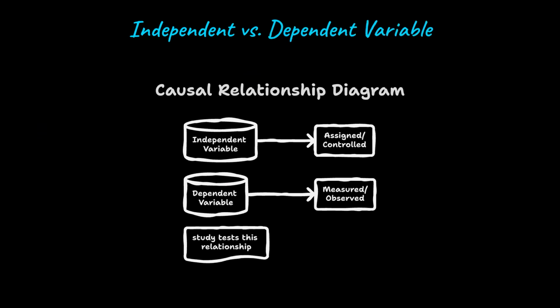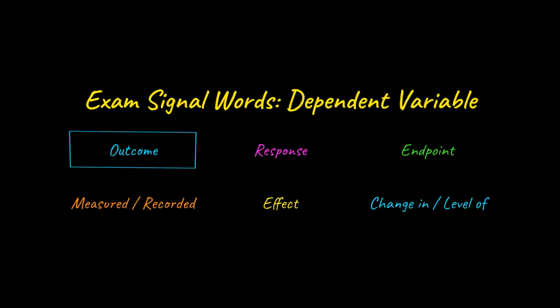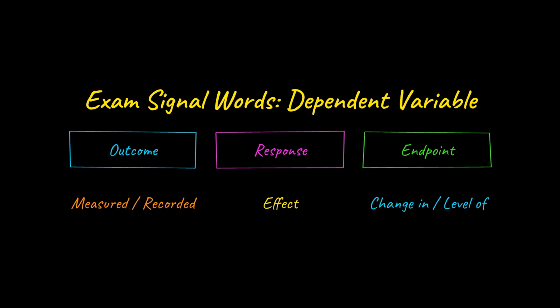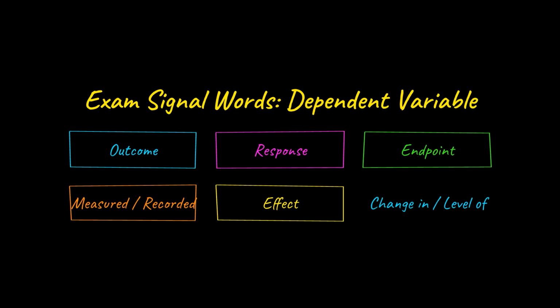Picture the independent variable on the left, the factor the researcher assigns or controls, with an arrow pointing to the dependent variable on the right, the outcome being measured. The entire study is built to test whether that arrow represents a real relationship. On exam stems, watch for signal words, outcome, response, endpoint, measured or recorded, effect, and phrases like the change in or the level of. These almost always point to the dependent variable, the thing the researcher is tracking to see whether the intervention worked.